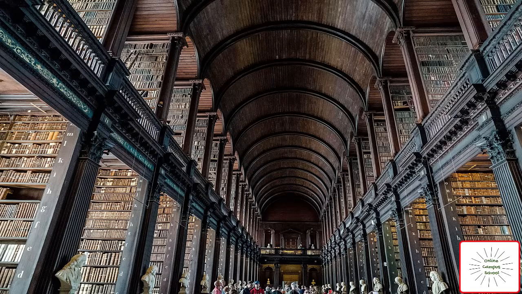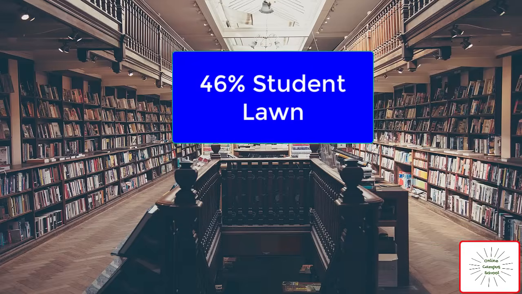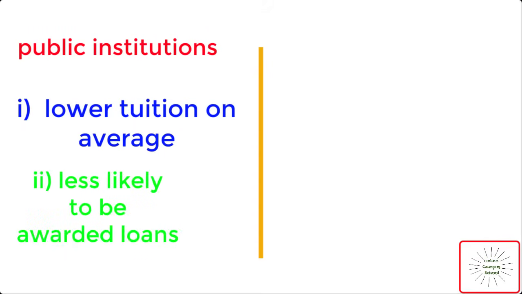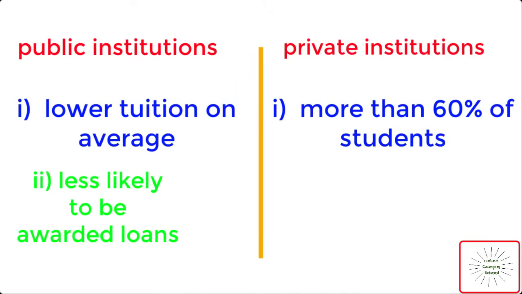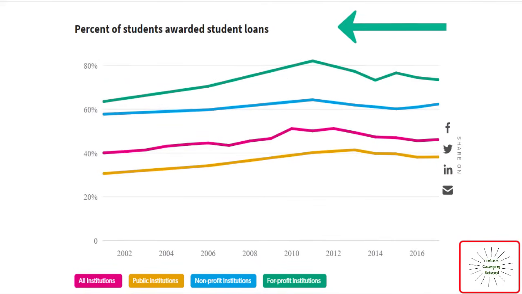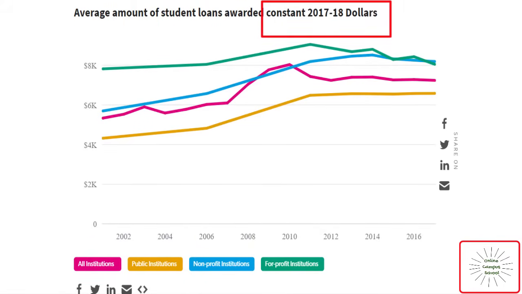According to data from the Department of Education National Center for Education Statistics (NCES), in 2017, approximately 46% of all full-time, first-time undergraduate students had student loans. Students attending public institutions, which have lower tuition on average, were less likely to be awarded loans, whereas more than 60% of students at private, for-profit and non-profit institutions were awarded loans. Here is a graph of the percent of students awarded student loans, and also the average amount of student loans awarded in constant 2017 to 2018 dollars.